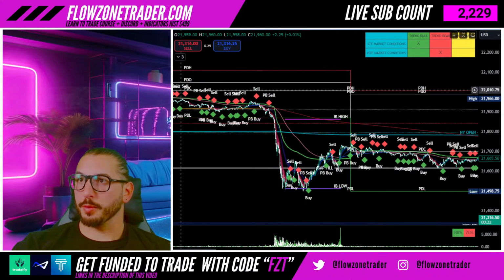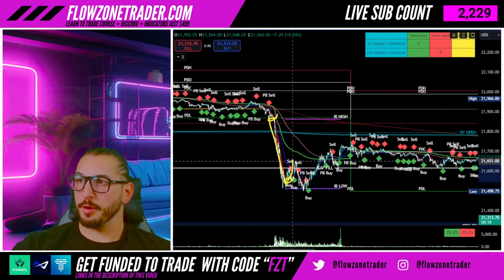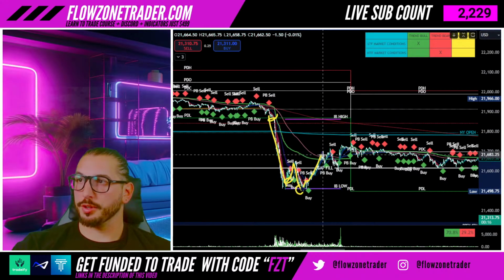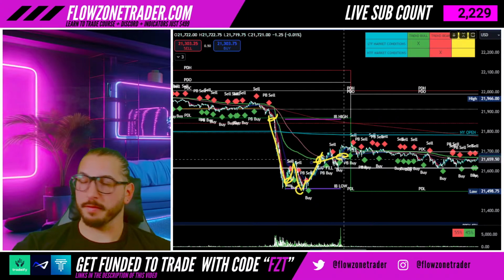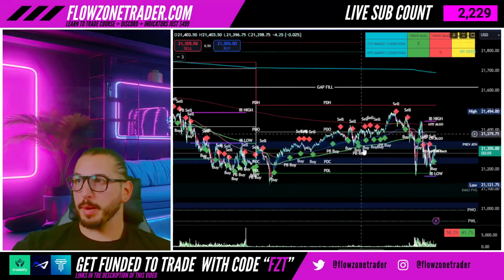Right, here's a good one. Initial balance, high, failed, creates initial balance low, sweeps the low, trades back inside, trades to VWAP, closes the day around VWAP. So over and over and over again, it just requires patience in the market.